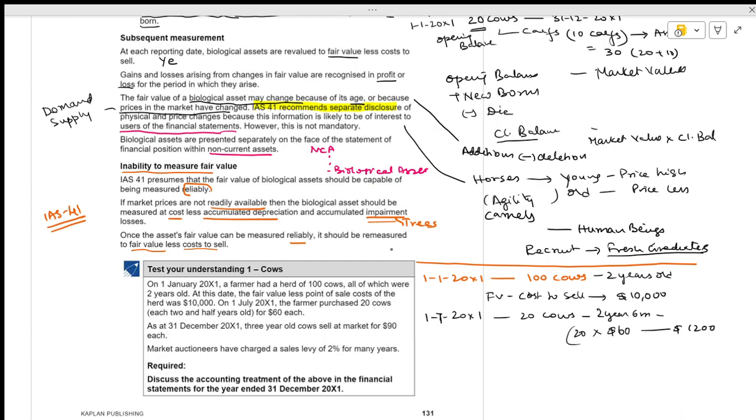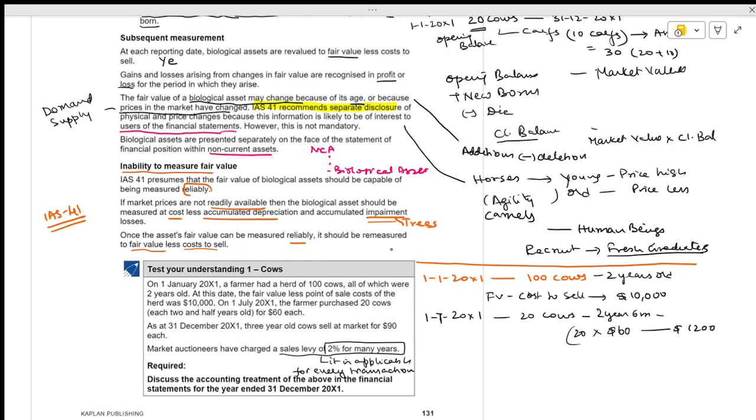Now, as of 31st December, a 3-year-old cow sells at the market at a rate of 90. Market auctioneers have charged a sale levy of 2% for many years, which means it is applicable for every transaction. Now they have purchased 20 cows.